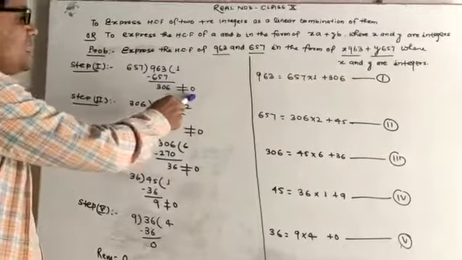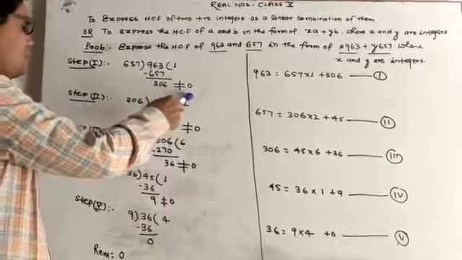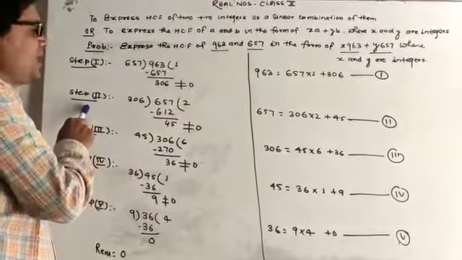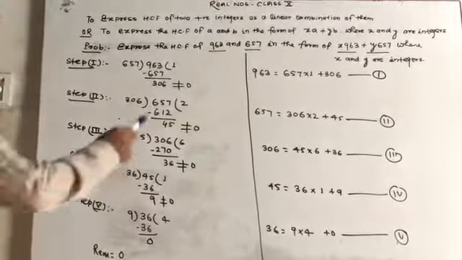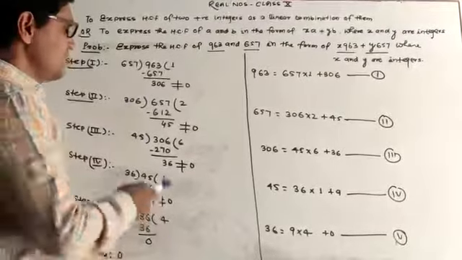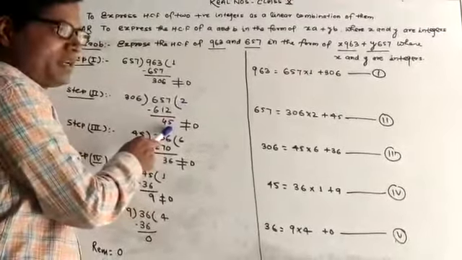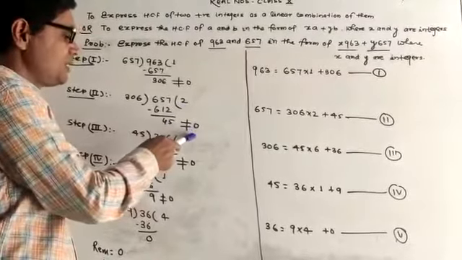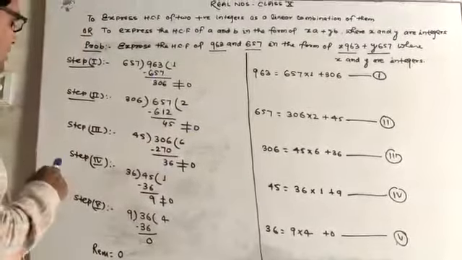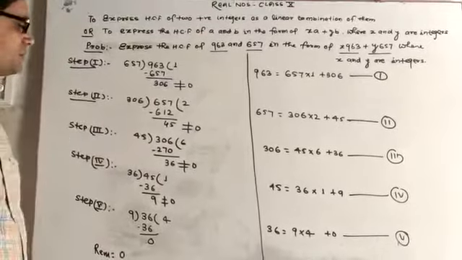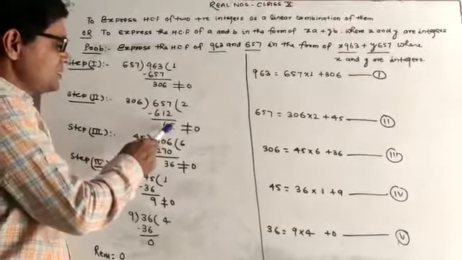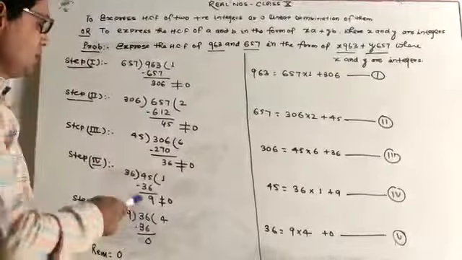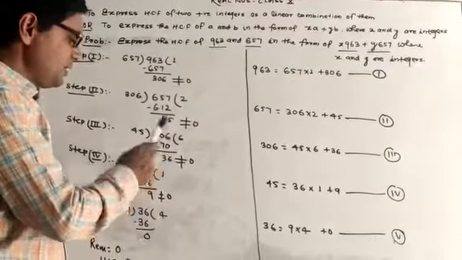Since this remainder is not equal to 0, we will go to step two, and in this step we will divide 657 by 306. In this case we will get remainder 45. Since this remainder is not equal to 0, we will go to the third step and divide 306 by 45. In this case, we will get remainder 36.